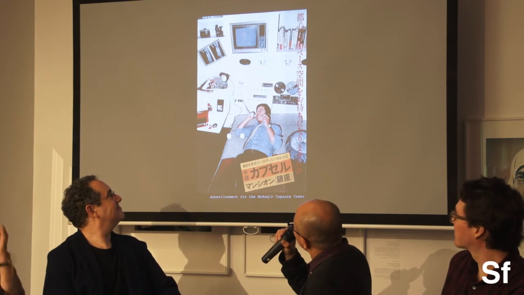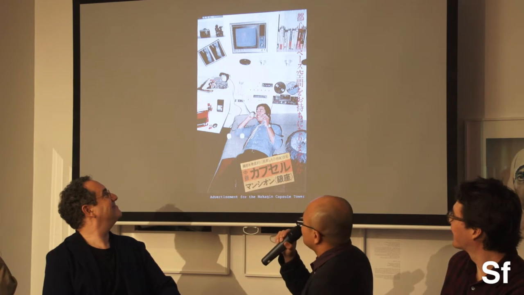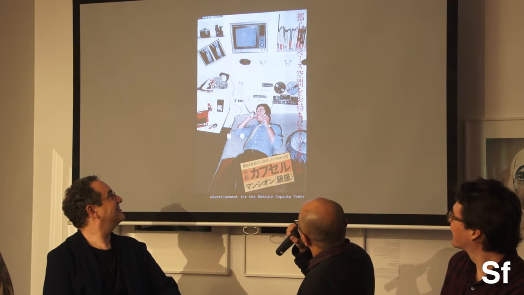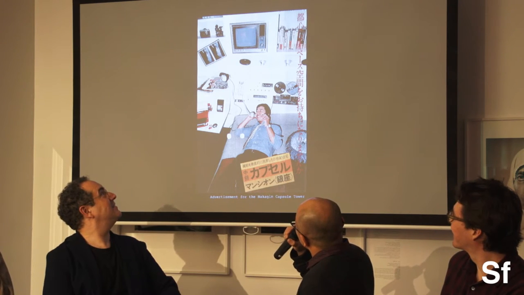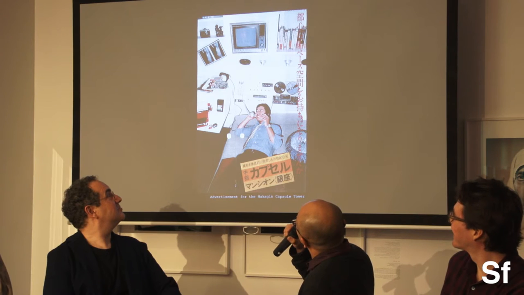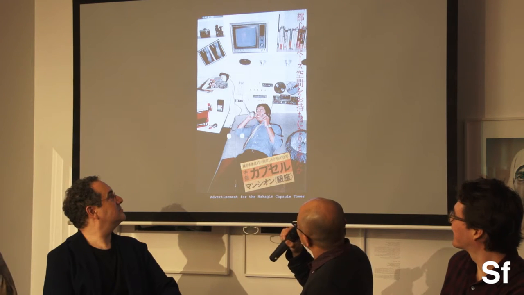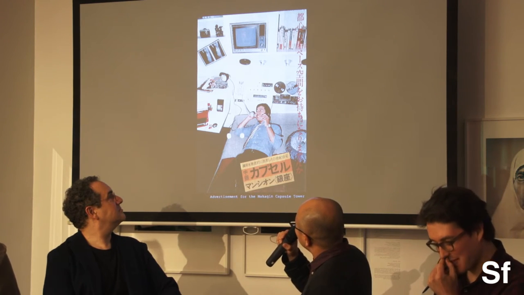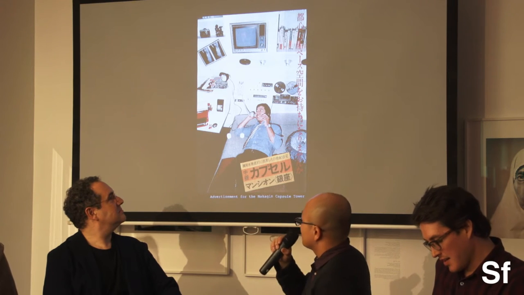And this is an early advertisement for the Nakagin Capsule Tower, too, a sales pamphlet. It says, a residence that pursues functionality for the 21st century. So this advertising basically shows you the specific clientele it was targeting.